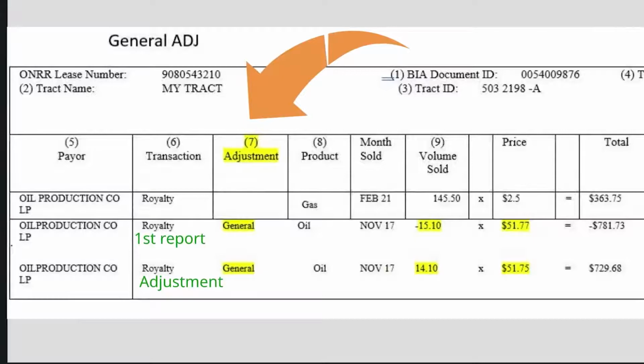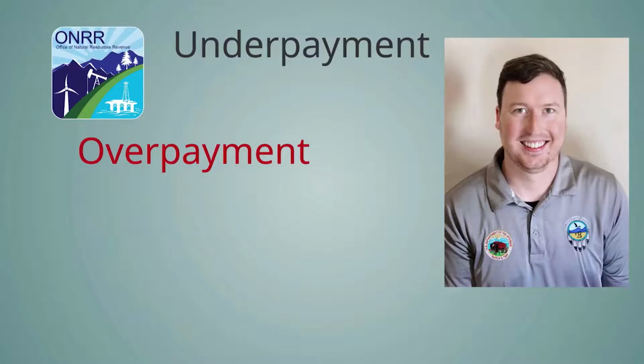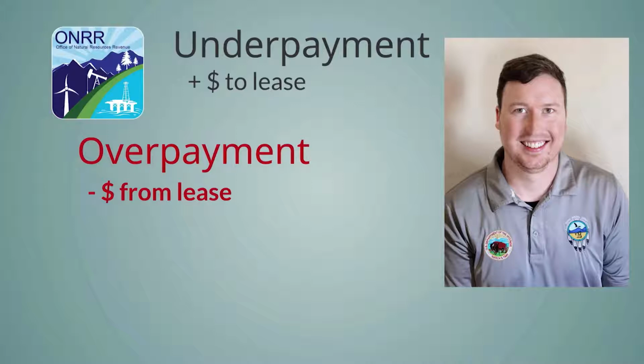The difference between the two amounts results in a total that will be higher or lower than the original amount, depending on whether the change resulted in an underpayment or an overpayment. An underpayment means plus money to lease. An overpayment means negative money from lease.